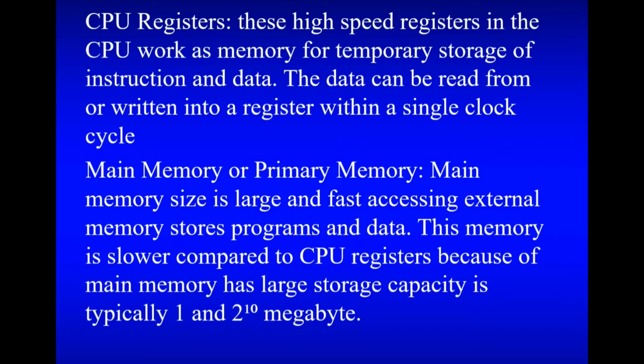The next one is the main memory, or we can call it as primary memory, which we have already discussed in length, that is RAM and ROM. Main memory size is large and fast accessing external memory stores program and data. This memory is slower compared to CPU register because main memory has large storage capacity, typically 1 to 2 megabyte. See, I will give you an explanation.